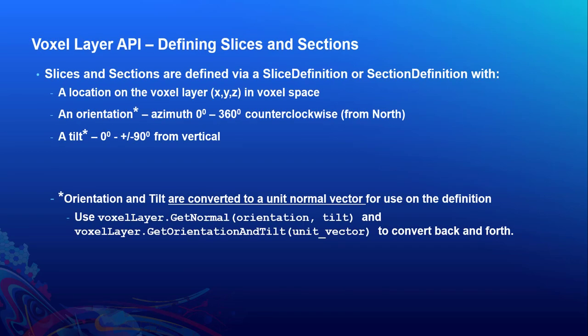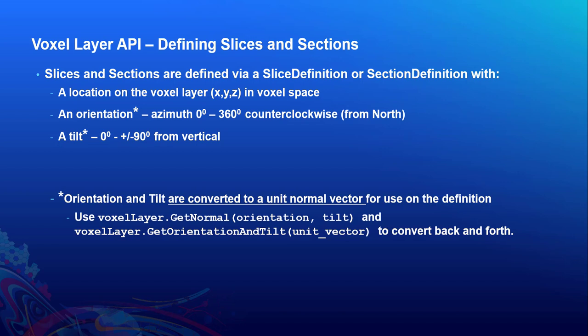To define a slice and section, you use something called a slice definition or section definition, respectively. They require 3 things: location on the voxel layer in X, Y, and Z in voxel space, that is, in the coordinates of the voxel, an orientation specified as an azimuth from 0 to 360 degrees counterclockwise from north, and a tilt describing the vertical angle ranging from 0 degrees to plus or minus 90 degrees, 0 degrees being vertical.